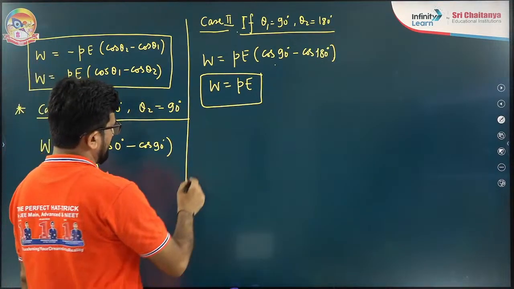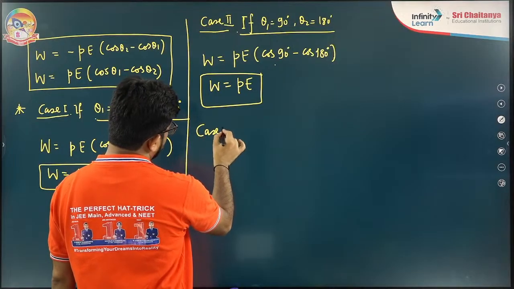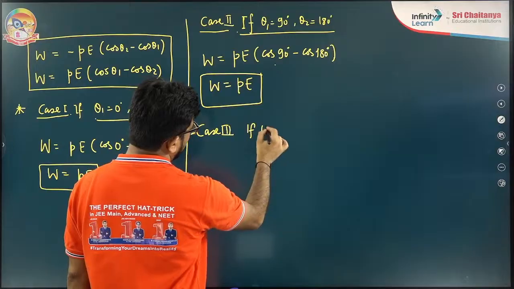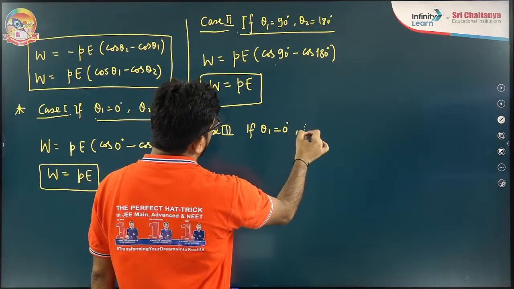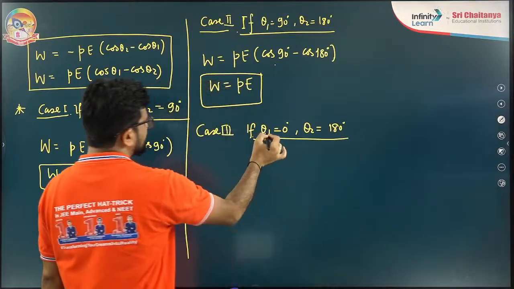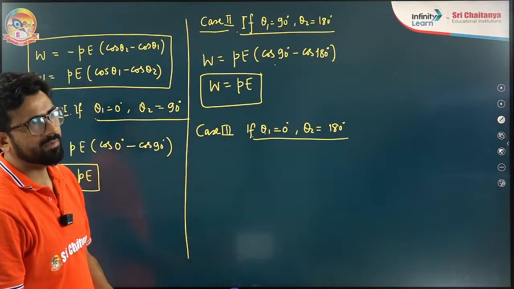Case 3 I am taking to you. This is the summation of the first two cases. That means if theta 1 is equal to 0 degree and theta 2 is equal to 180 degree, beta, you are rotating from stable equilibrium to unstable equilibrium.